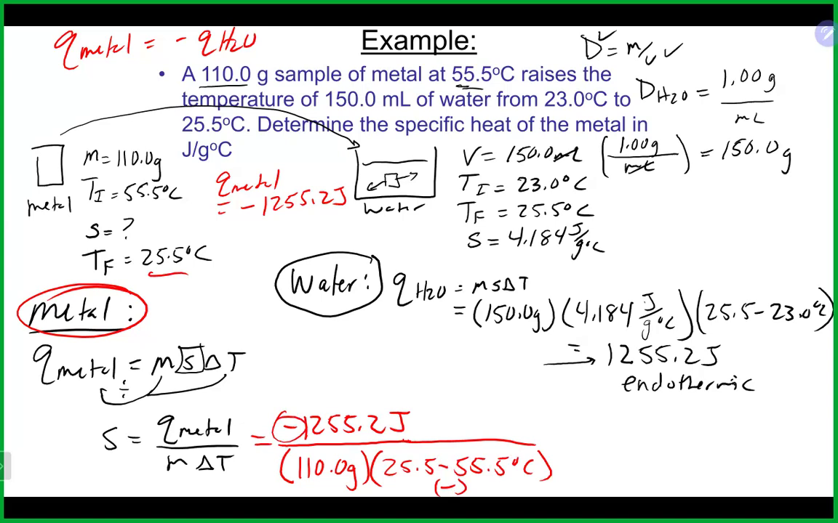So we'll take 1255.2 divided by 110 divided by 25.5 minus 55.5. And we will end up with, I think, this number, 0.38036. Once again here, none of the units are going to cancel. Joules per gram per degree Celsius. Any questions?